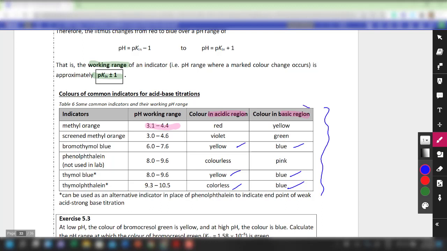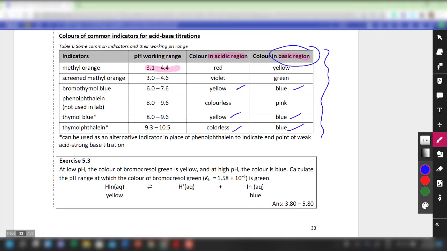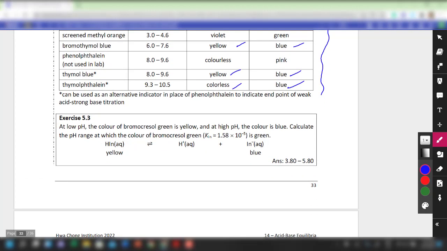In general, when we say basic region, of course, we refer to above 7, but we also need to correspond it with the pH working range in order to determine the main species involved. So these words, acidic region and basic region, are just generic. They do not really mean that it has to be very acidic or very basic. It really depends on the structure of the indicators. So when you're in doubt, do clarify in the tutorials.